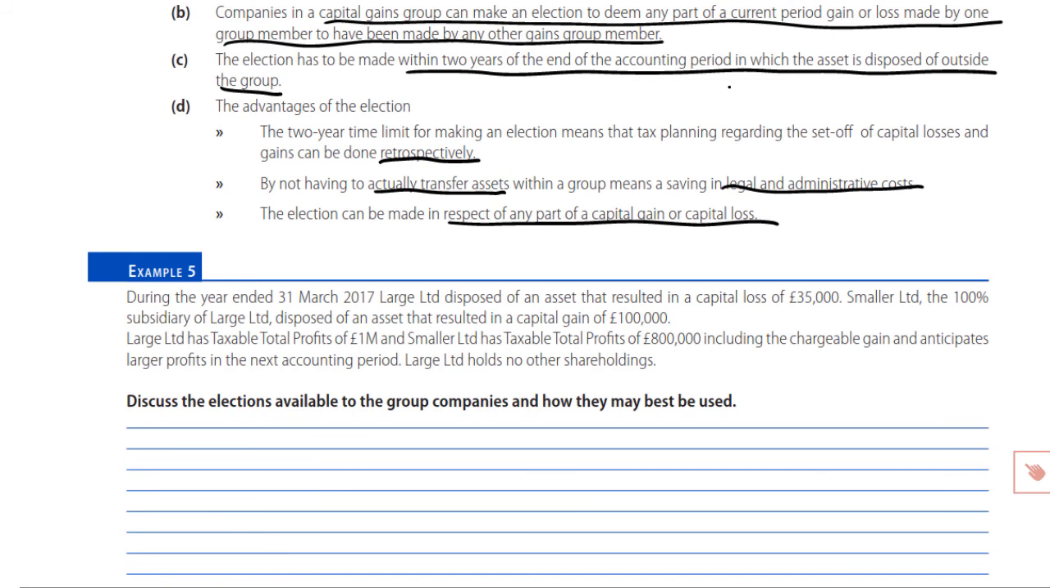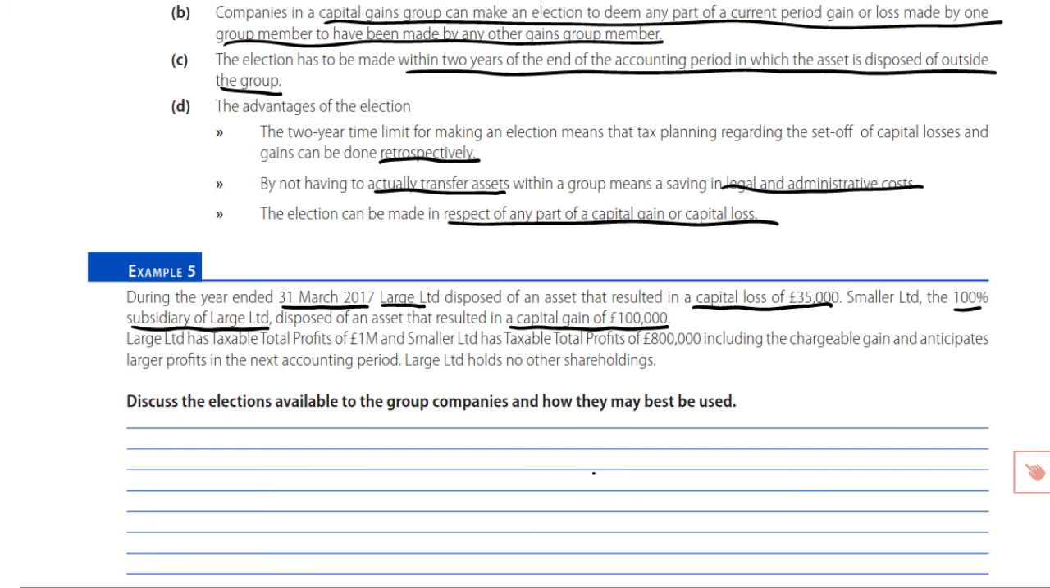So, like in this example, during the year ended March 17, Large Limited, bit of a clue there, disposed of an asset that resulted in a capital loss of £35,000. Smaller Limited, the 100% subsidiary of Large, disposed of an asset that resulted in a capital gain of £100,000. What we now know is that we can match the gains with that loss. We could move the loss to the gain, or we could move £35,000 of the gain or more to the company with the capital loss. We can go in either direction.